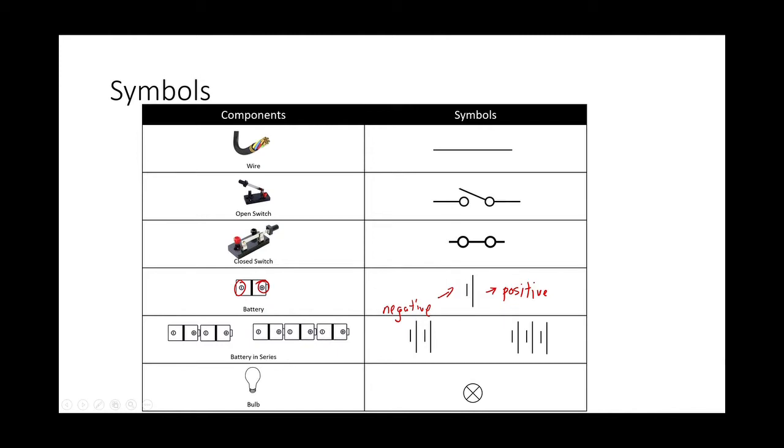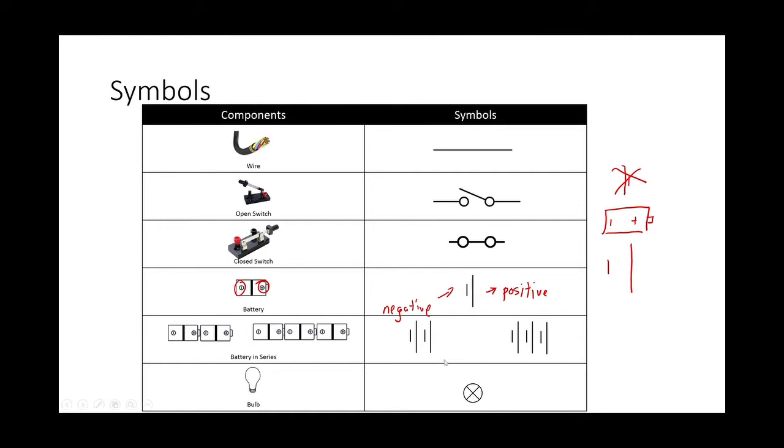Let me just draw again. For the battery, they look like this, right? A lot of students will think, oh, this is how it looks like in symbol. No, this is wrong. This is the negative, this is the positive, right? So negative is the shorter one, the positive is the longer one. Please take note of this. A lot of students will make this mistake.